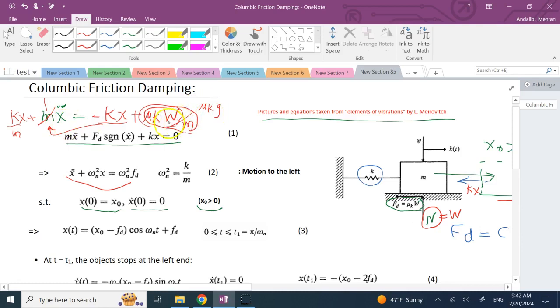Or if you want, you can simply write it as Fd over m, because that mu k times W, we just showed with Fd, so you can write it as Fd over m. So your equation becomes x double dot plus k over m, which is omega n squared, times x equals Fd over m. Okay, right? So far, let's write your equation.